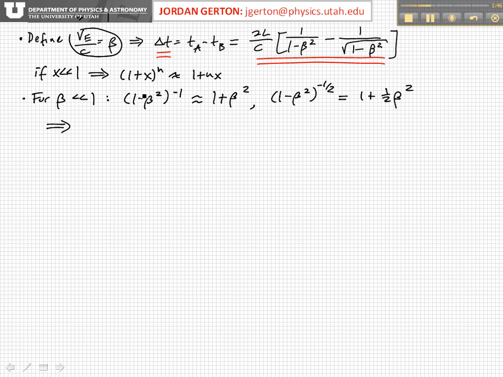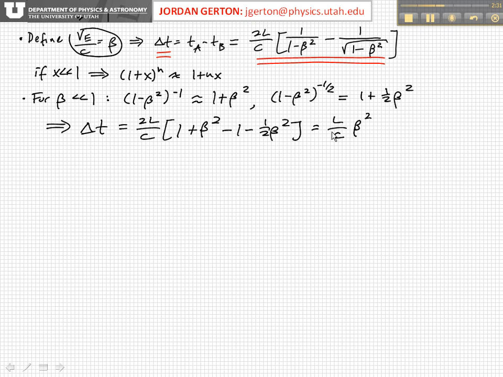So when you insert those Taylor expansions for those two terms, then what you get is that the time difference between the two arms of the interferometer is equal to 1 + beta squared for the first term, minus 1 + 1/2 beta squared for the second term, which when you simplify is just the length of one arm of the interferometer divided by the speed of light in the rest frame of the ether times beta squared.